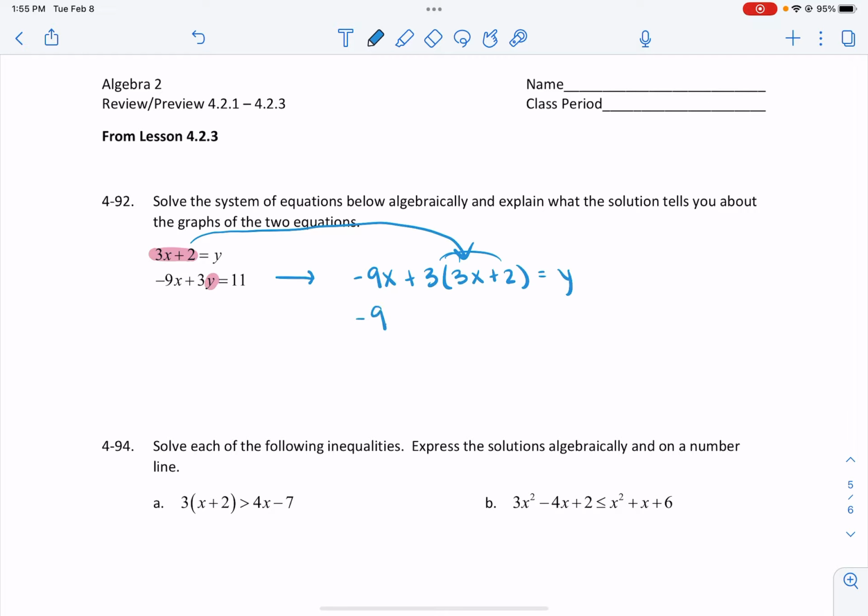Distribute, we get negative 9x plus 6 equals y. And look what happens. Those go away. Oh, I'm sorry, this should say 11, not y, because it was equal to 11. Okay. So 6 equals 11. What? That's a no solution. That also means that they are parallel lines.